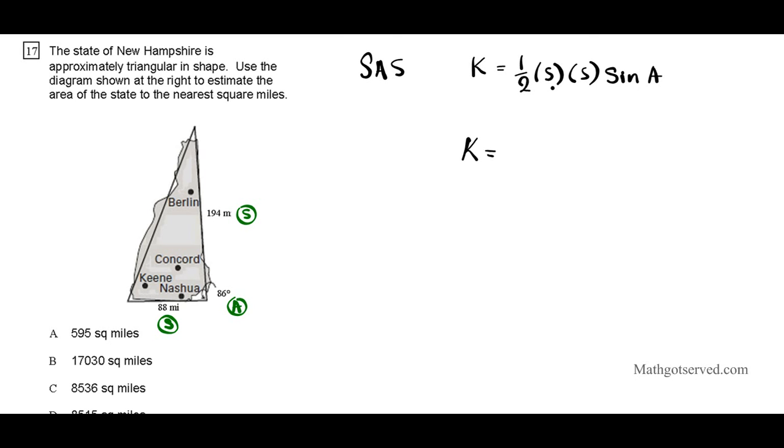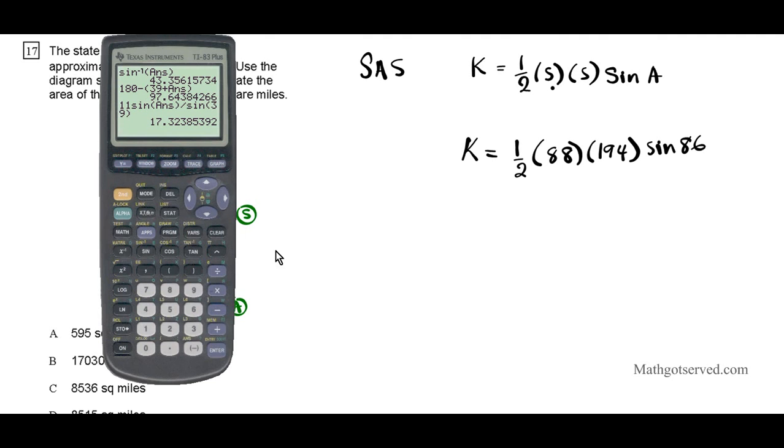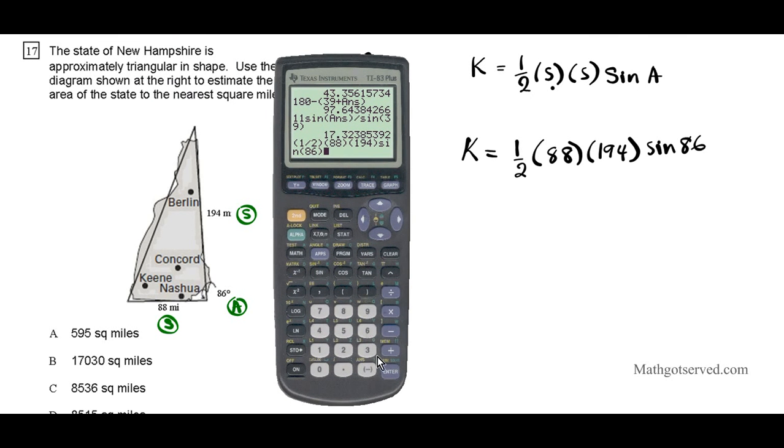So we're going to go K. Area is 1/2. The first side is 88. The second side is 194. Sine 86. All right. So let's plug this into our calculator and see what we get. So we have 1/2 times 88 times 194 sine 86. All right. So we'll plug all that in.